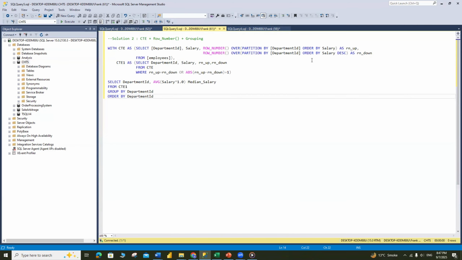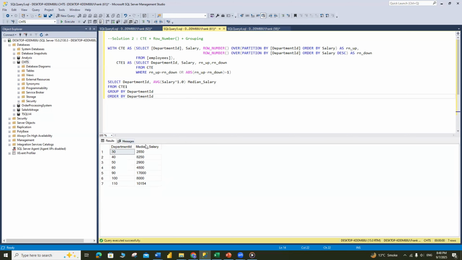In CTE 1, the middle rows are exactly where RN up equals RN down, which means an odd count with one middle row, or where the absolute value of RN up minus RN down is 1, which means an even count with two middle rows. In the final query, we take the average salary of those middle rows. For the odd case, the average of one row equals that salary. For the even case, the average of two rows equals the median. This works for both odd and even cases and produces the same result.